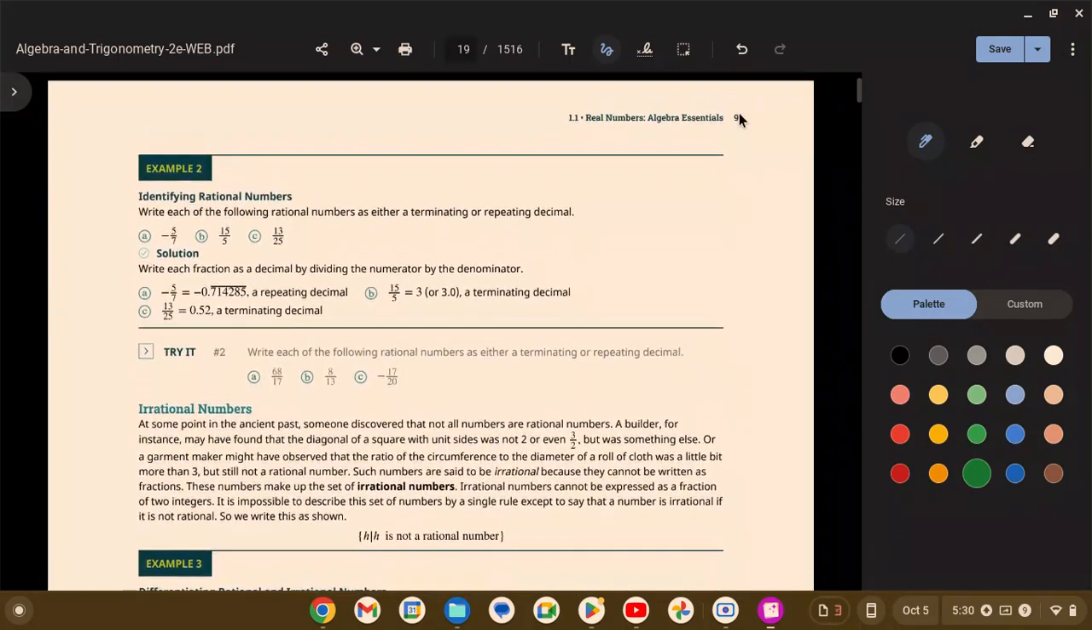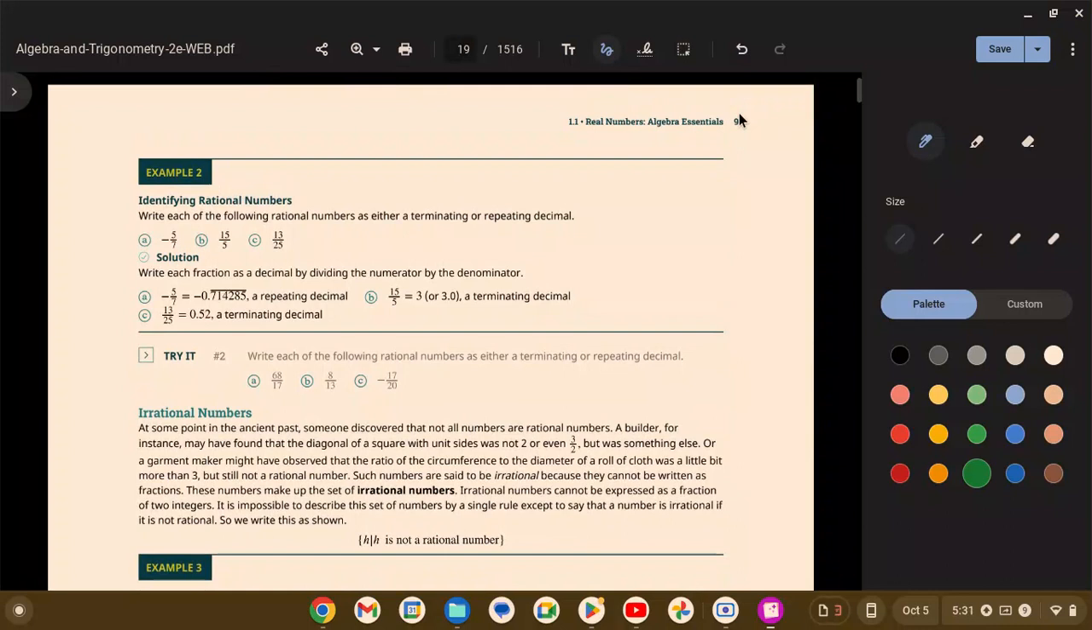Okay. All right. Irrational numbers. At some point in the ancient past, someone discovered that not all numbers are rational numbers. A builder, for instance, may have found that the diagonal of a square with unit sides was not 2 or even 3 halves, but was something else. Or a garment maker might have observed that the ratio of the circumference to the diameter of a roll of cloth was a little bit more than 3, but still not a rational number. Such numbers are said to be irrational because they cannot be written as fractions. These numbers make up the set of irrational numbers.